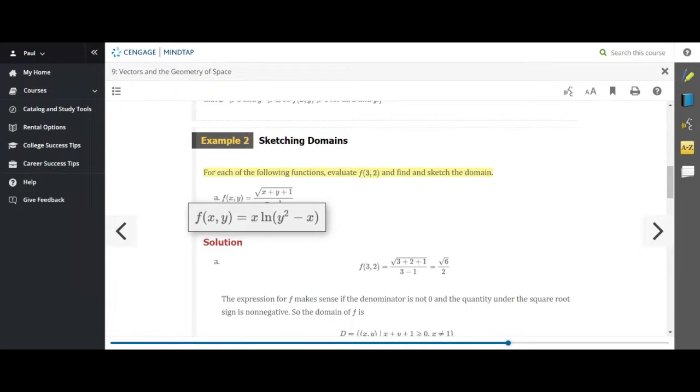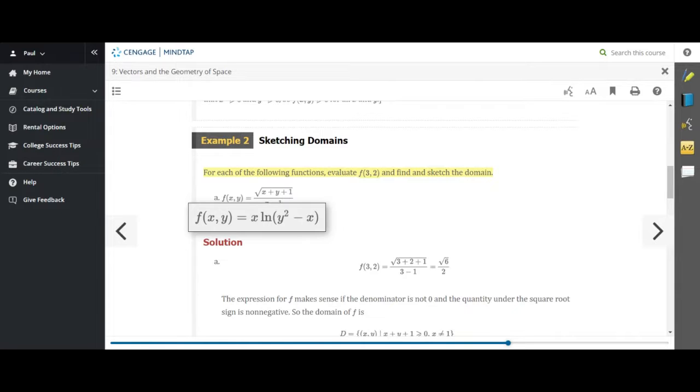Well, clearly, you can't have the log of a negative number. So y squared minus x would have to be greater, and you can't have the log of 0 either. So y squared would have to be greater than x, right? If y squared is greater than x, then x would be less than y squared.